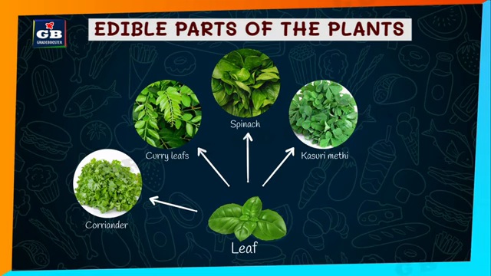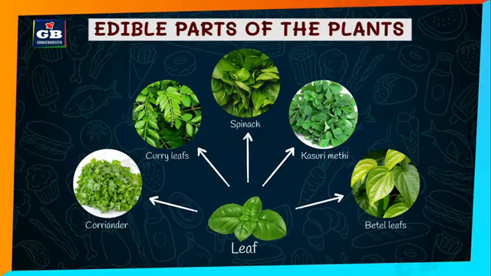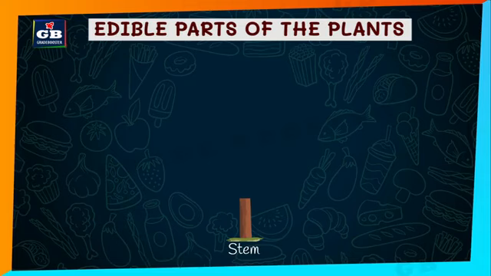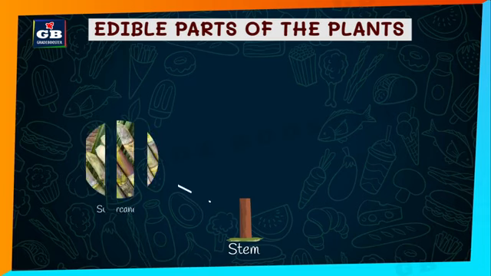Kasuri methi. These leaves are the dried form of methi leaves, which are used in curries. Betel leaves. These are the leaves of the betel plant, which are used to make pan. Now let us see the stems of the plants that are used as ingredients in our food preparation.